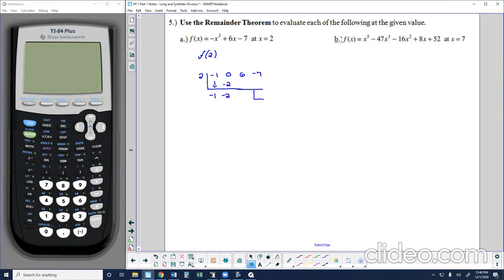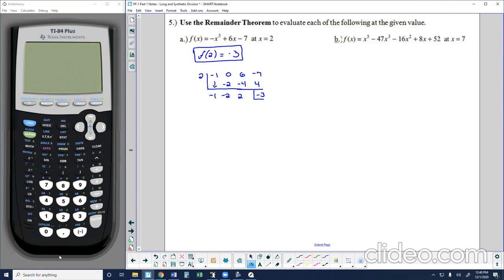Take that -2 times my 0, 2, which is -4. That goes in the next column. Add down the column. 6 plus the -4 is 2. Take that result, 2 times my 0 of my divisor, 2, which is 4, that goes in the next column. Add down the column, and I get -3. So f of 2 is -3, or should be.